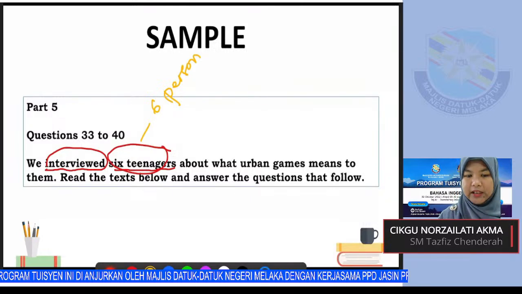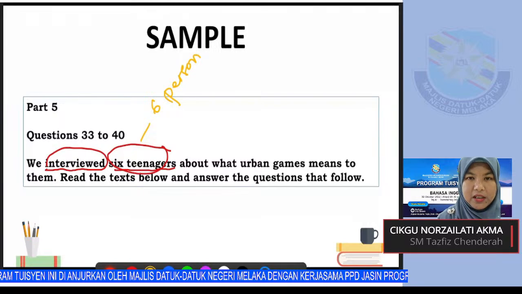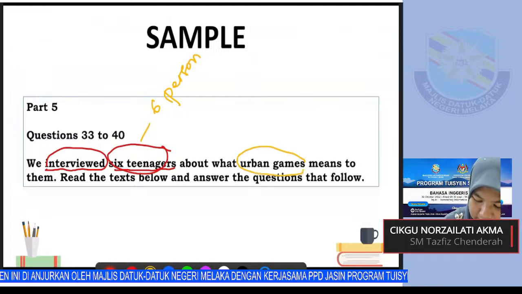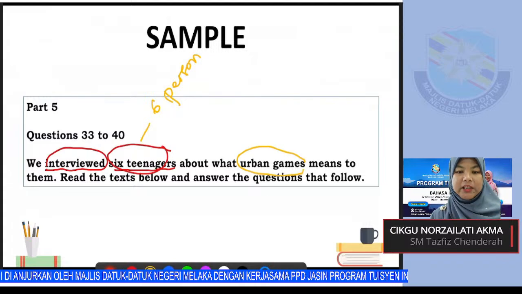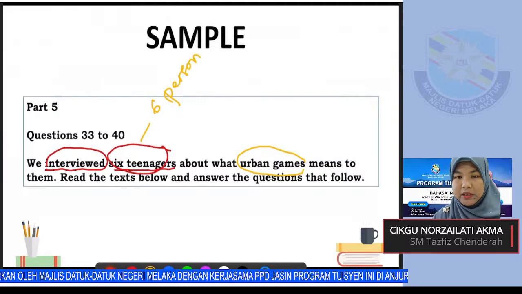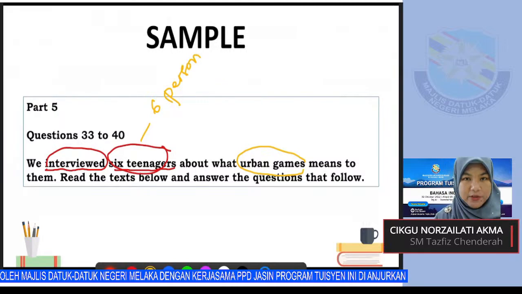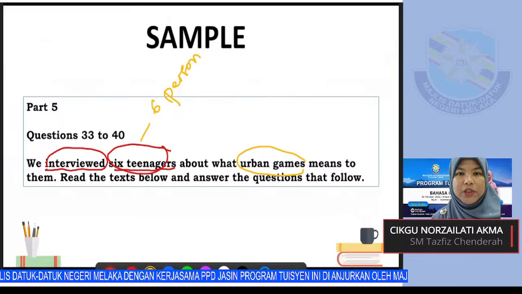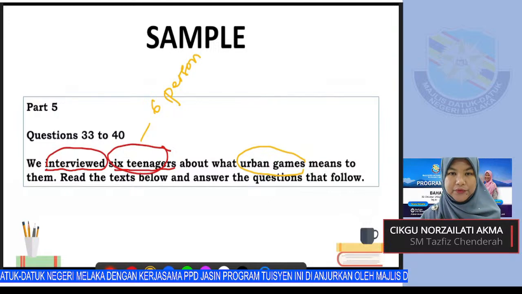Okay, and what are the things said by the teenager? Okay, they are talking about urban games. Urban games, I think you are familiar with urban game. It is in your textbook. Some examples of urban game would be rollerblading, skateboarding, free running, or parkour.